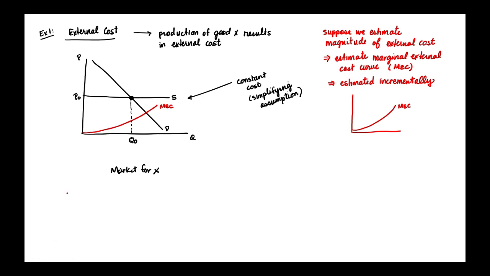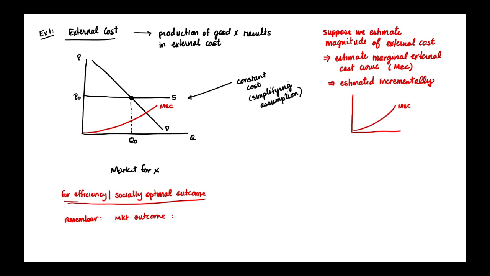So let's remind ourselves, for efficiency, or for the socially optimal outcome, what do we need to have happen? Well, let's remind ourselves. The market outcome is described by what equation?